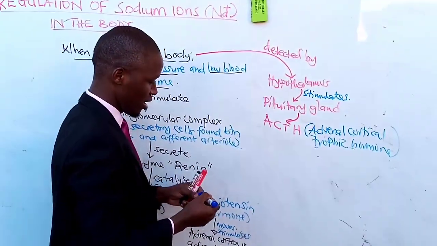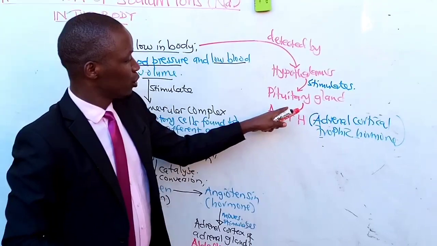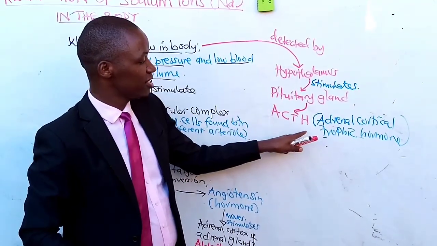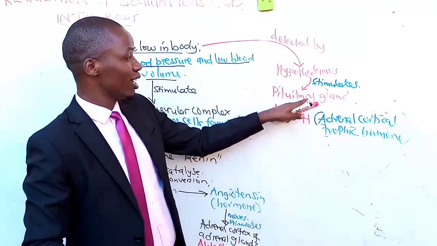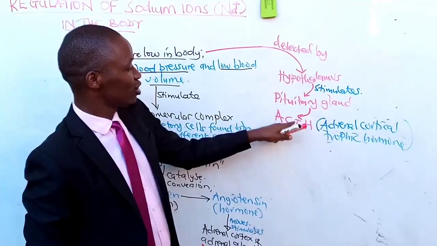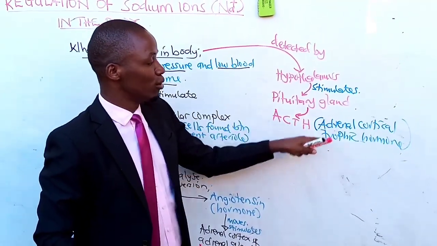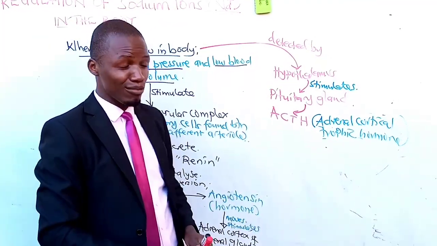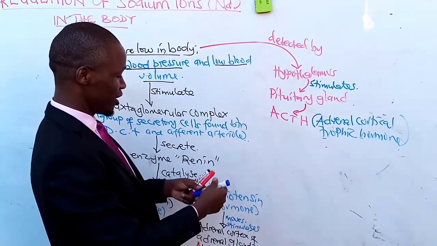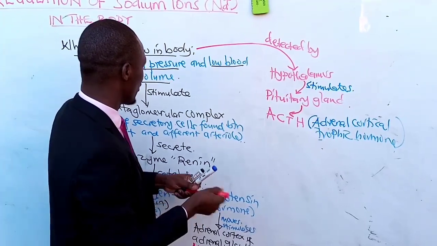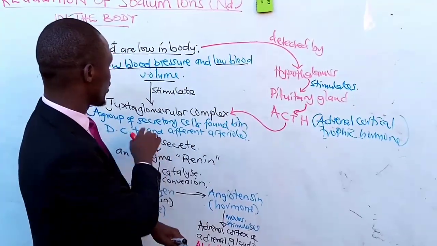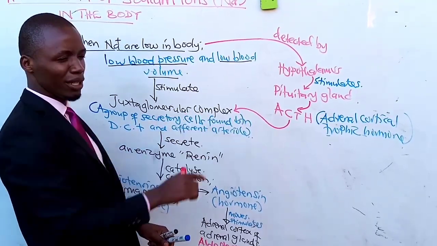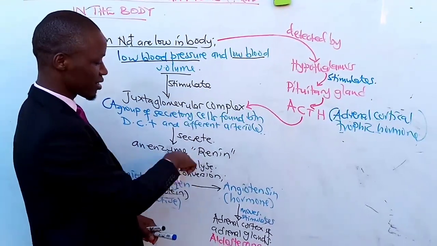ACTH. After we have produced ACTH, this ACTH now moves in blood from the brain. Remember, I've told you these two are found in the brain. So this ACTH moves from the brain and it also reaches where? It comes and reaches into our juxtaglomerular complex. And then the process continues.